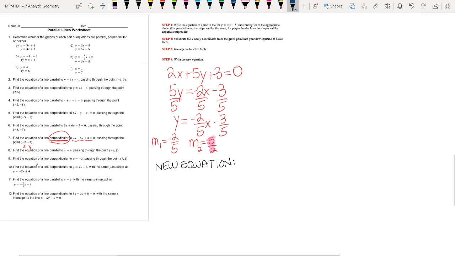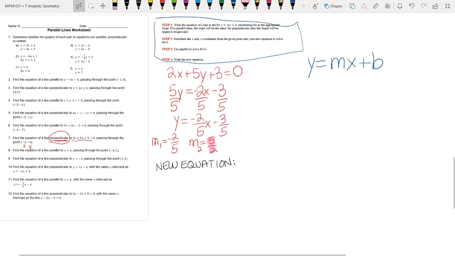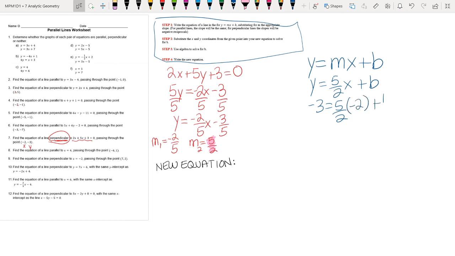Now we have the slope, and we know the point. Now we can write for ourselves y equals mx plus b. We're just following the 4 steps outlined here at the top there. And we substitute in for m 5/2. We now substitute in for y -3, because that's the coordinate y. We substitute in for x -2, and we're trying to find the y-intercept.